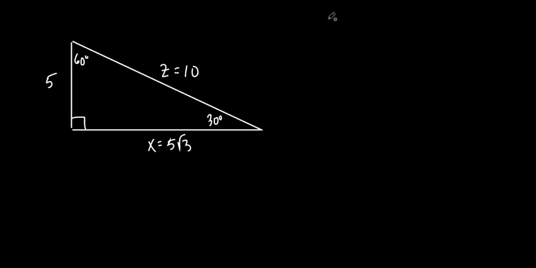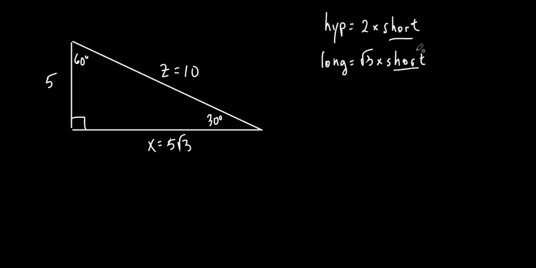Let's write this down again. What did we say the hypotenuse was? Twice the short leg. What was the long side again? It's the square root of 3 times the short leg again. See how they both have to deal with the short leg? So the short leg's what's really important, isn't it? To find the short leg, because then I can find the hypotenuse and then I can find the long side.